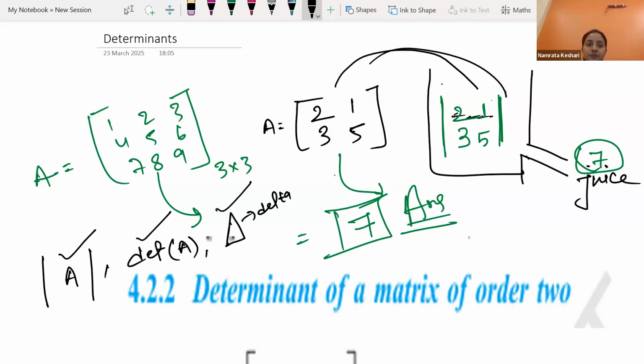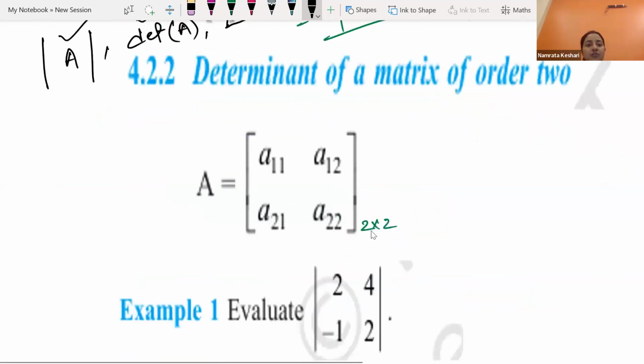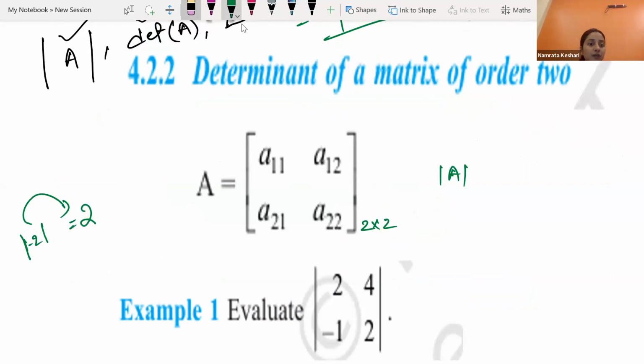Getting it? Okay, let's move on. Suppose we have a matrix A with entries A11, A12, A21, A22, a 2 by 2 matrix, and we have to find the determinant of A. This is not mod, which always gives a positive number. Previously you must have learned absolute value, that if a negative number is there, it will always give you a positive result. Do you know that?